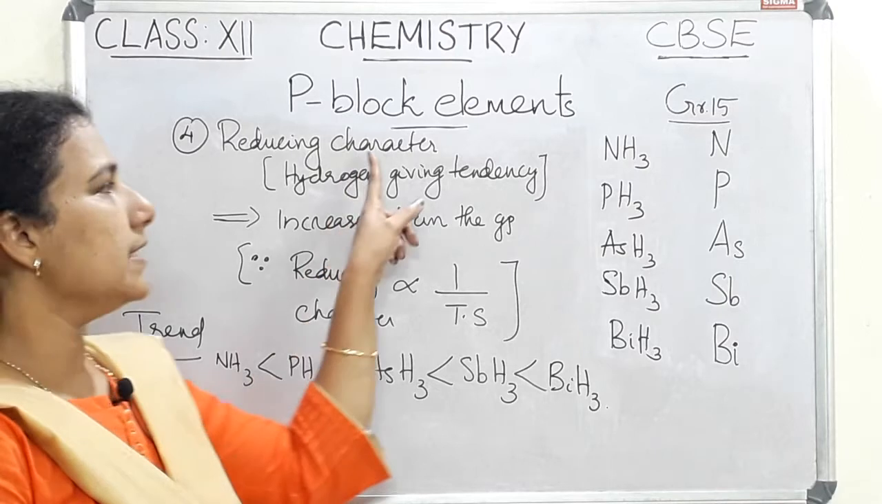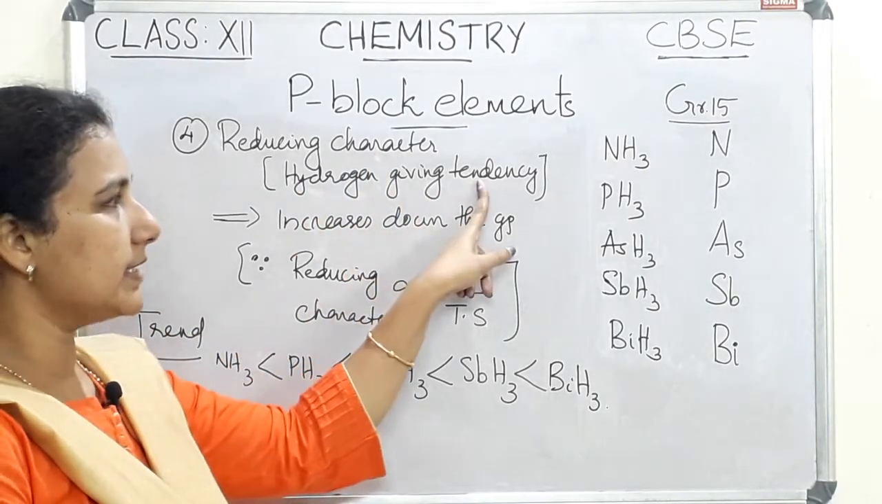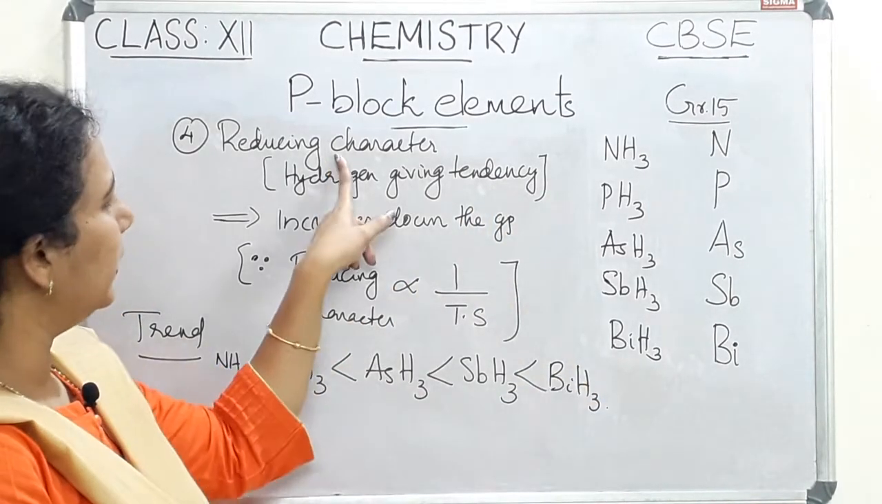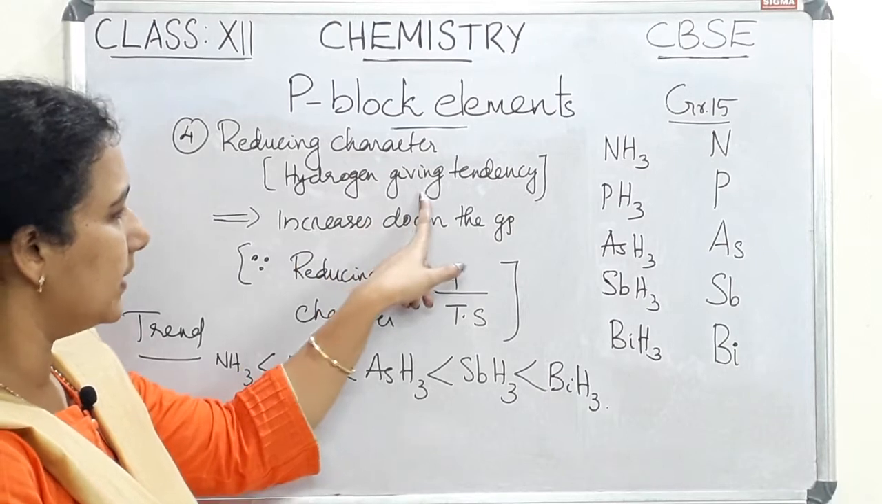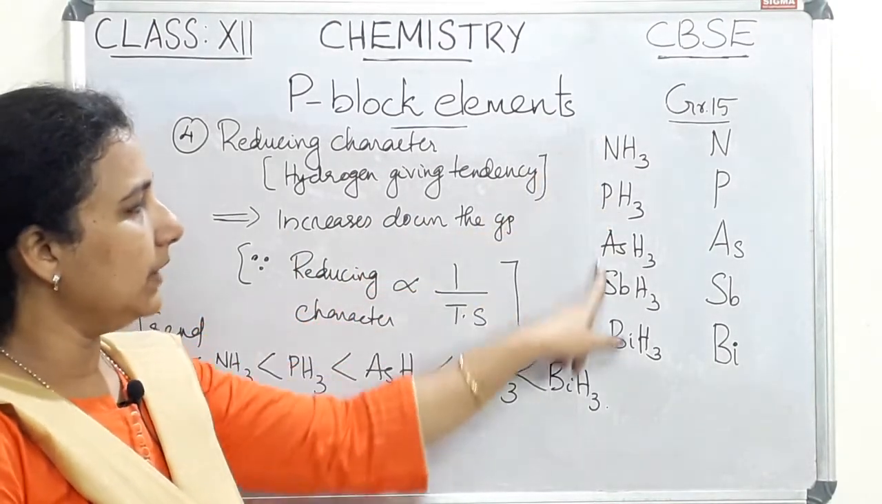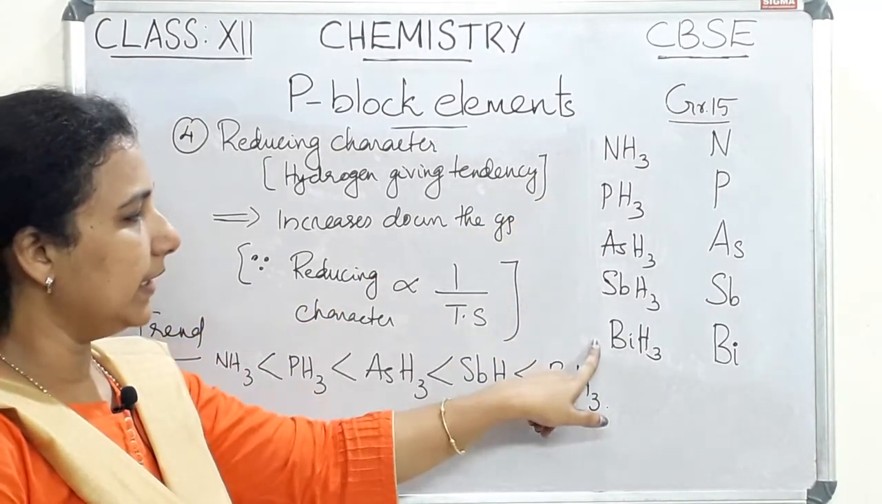The next property is reducing character. Reducing character means hydrogen giving tendency, whether it can easily give the hydrogen or not. So reducing character is hydrogen giving tendency. That tendency increases down the group. When we are coming down the group, it increases. The tendency to give hydrogen keeps increasing.